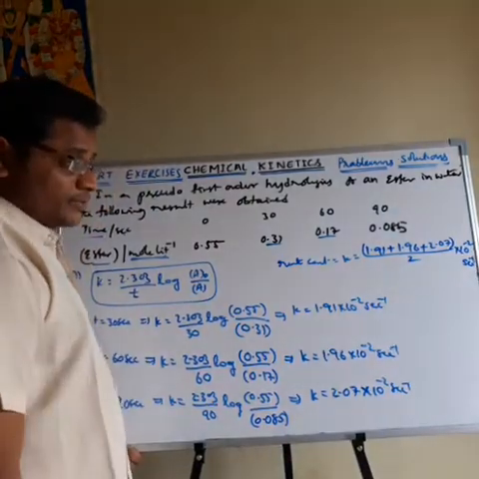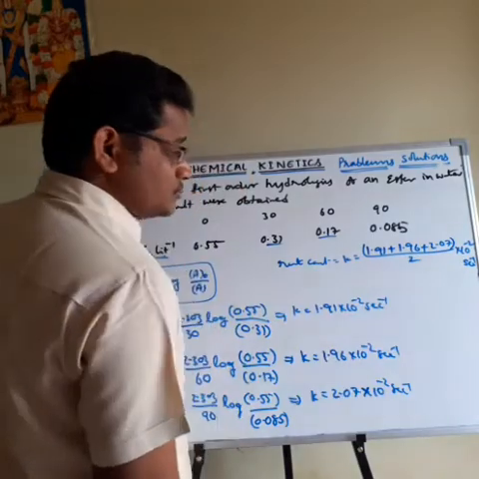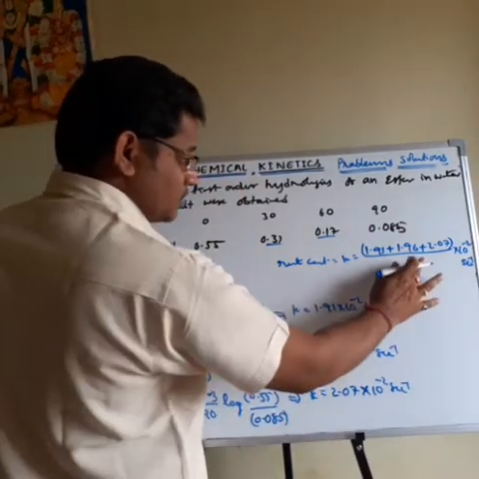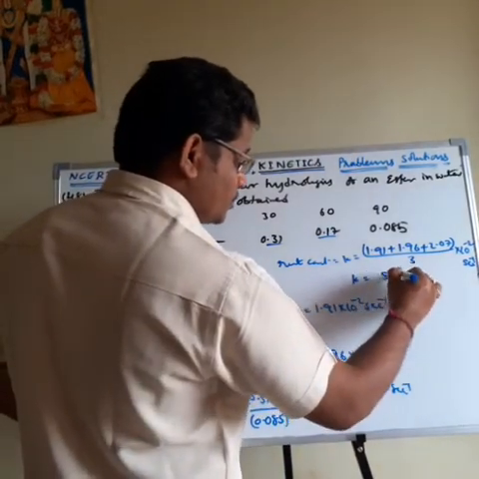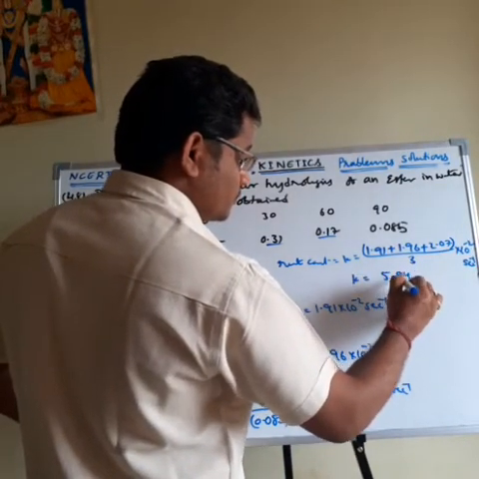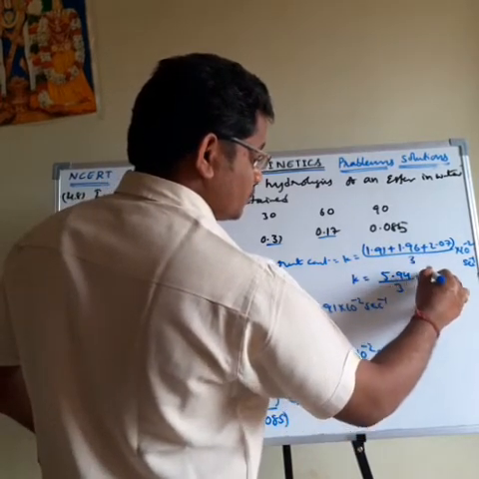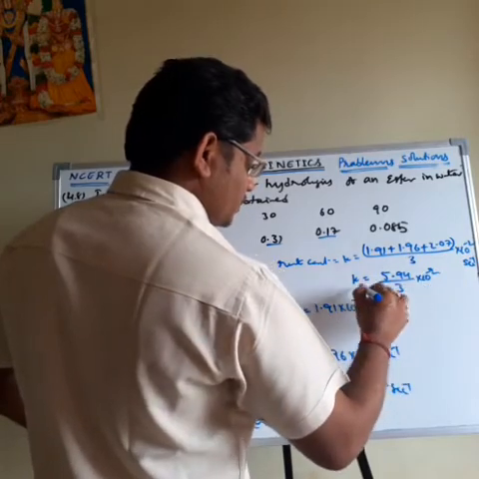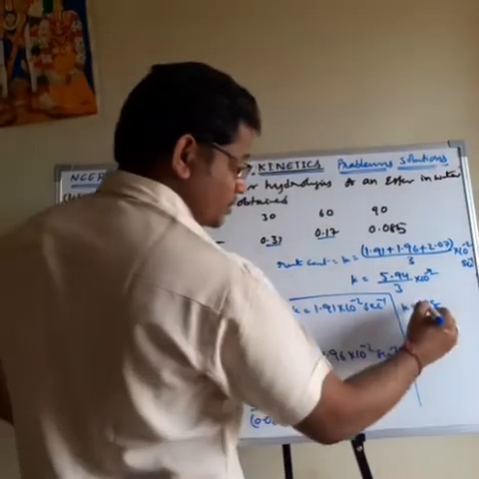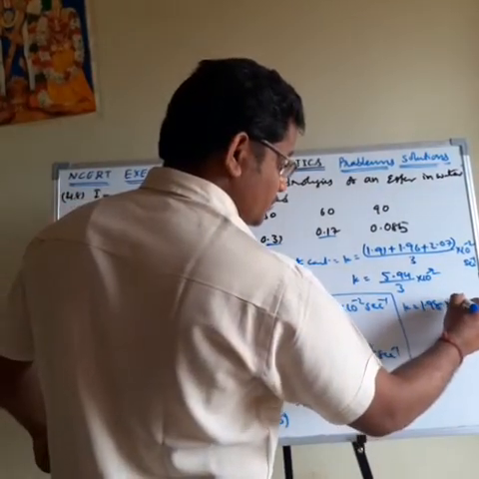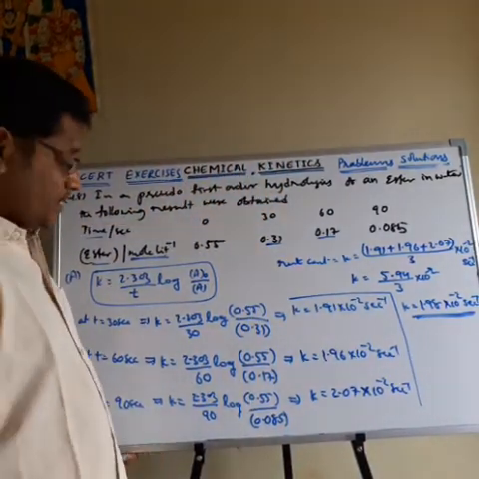Then how much did we get? Here 1.91 plus 1.96 plus 2.07, total three values, not two, here three values. Then k is equal to 5.94 by 3 into 10 power minus 2. Then the final value, how much do we get? Calculate that value: 1.98 into 10 power minus 2 second inverse. So this is the rate constant k for this reaction.